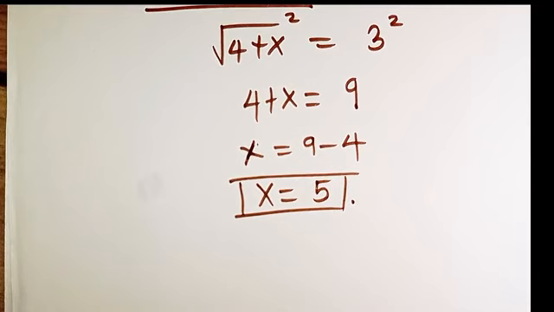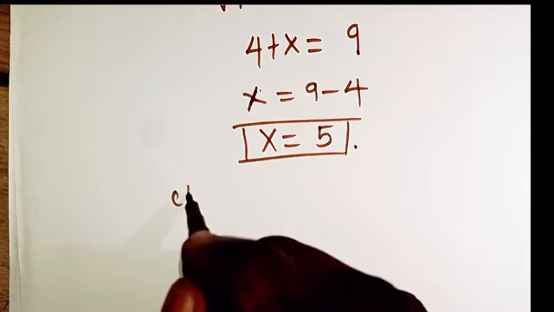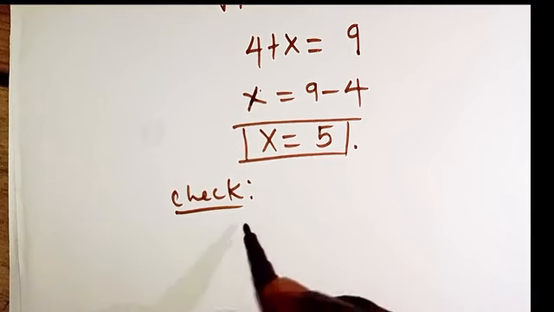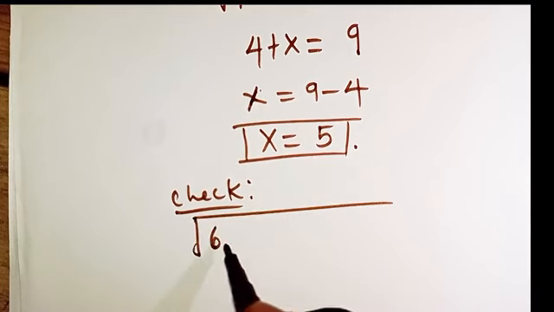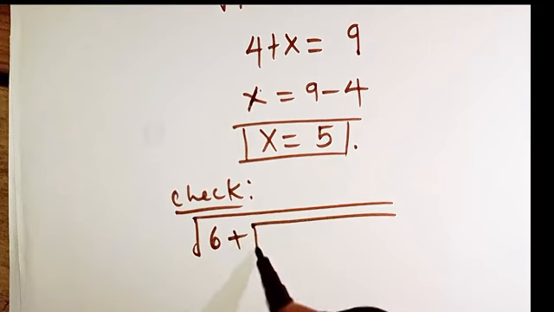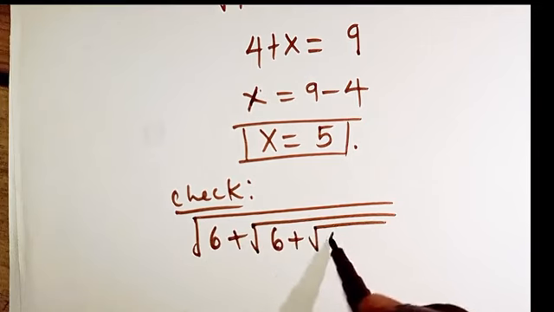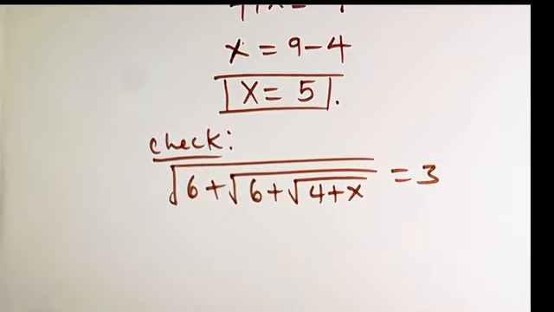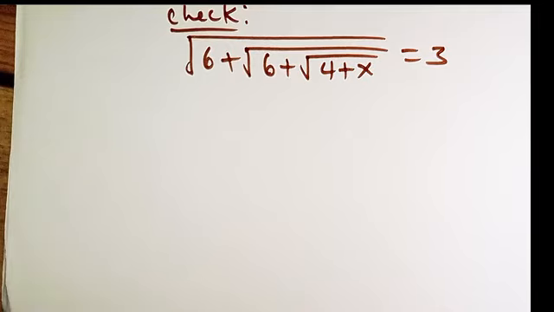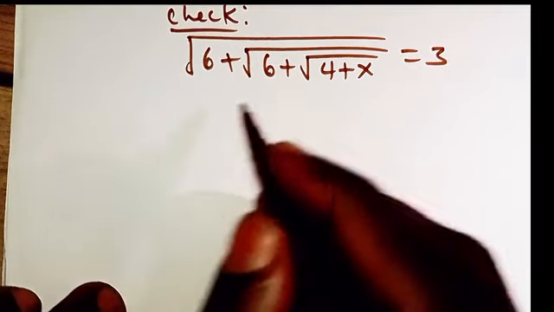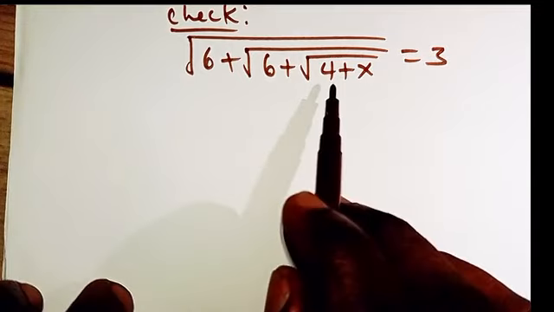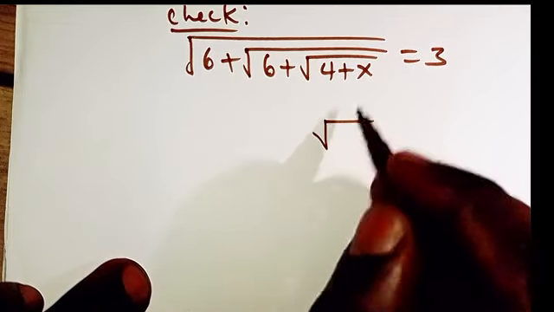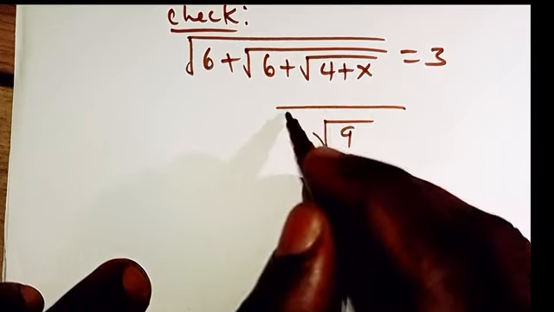So quickly, let's see how we're going to check. If you want to check whether what we have is right or not, let's bring out the square root of 6 plus the square root of 6 plus the square root of 4 plus x. We want to know whether it's going to give us 3, right? From there, we got our x to be 5. So now let's replace x with 5 here. If x is 5, we are going to have 4 plus 5, you have root 9, right?